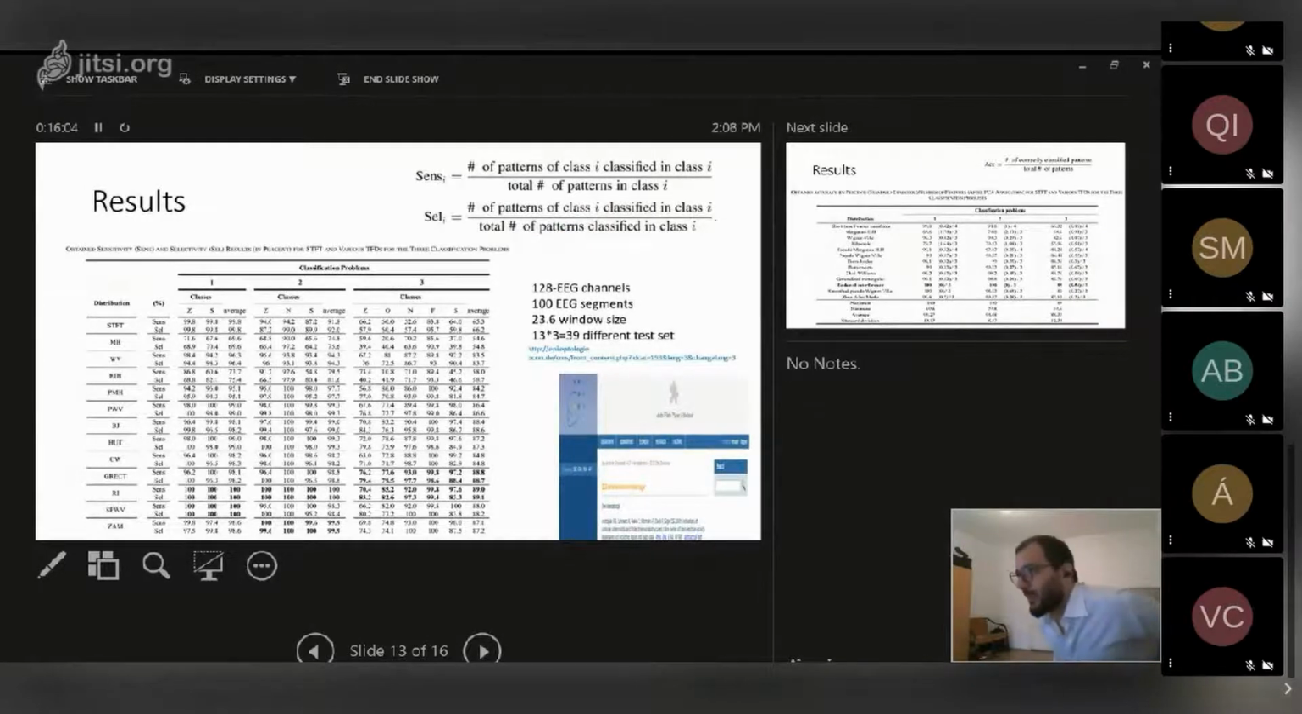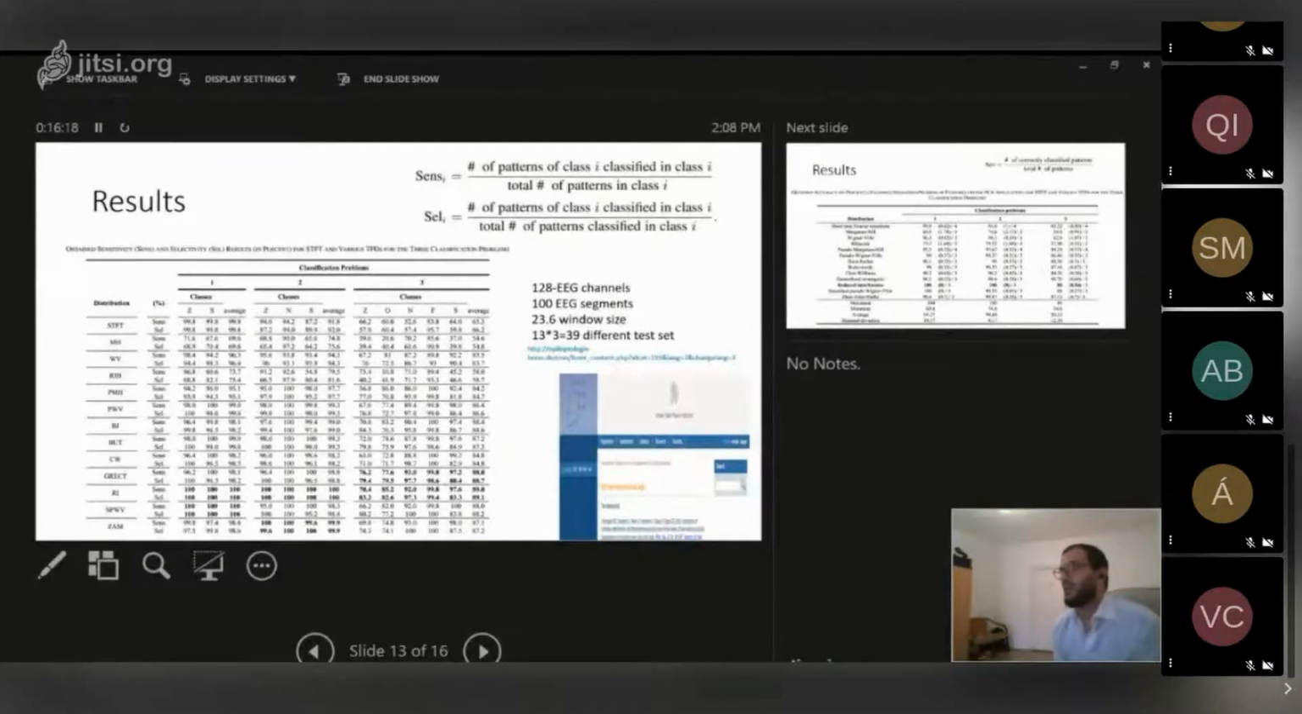So in this paper, they consider the data set from this website, which was used in previous papers, with 128 EEG channels and 100 EEG segments. So we have 100 EEG segments for each class.